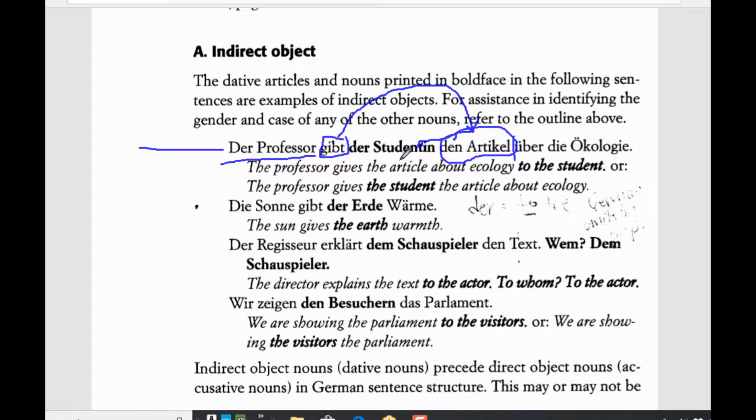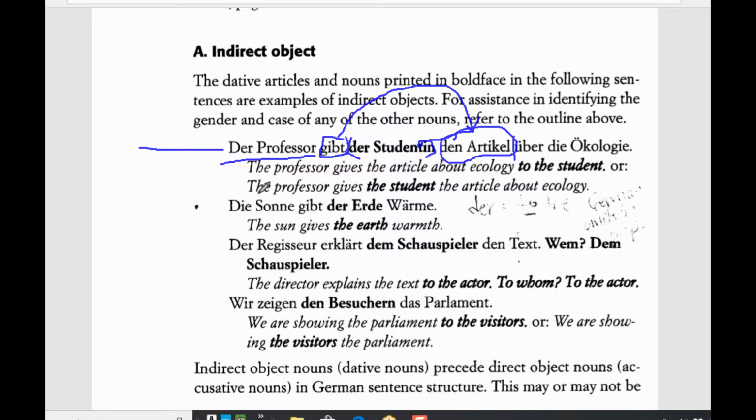And what case is this? Der Studenten? That's the dative case. Dative, and we indicate dative with carets on either side. Okay, so this happens to be feminine, that's why it's der. So in these examples, the words that are in the dative case are in bold here.